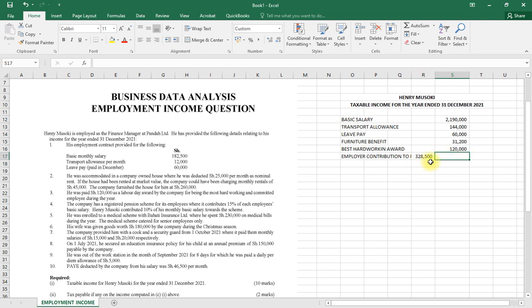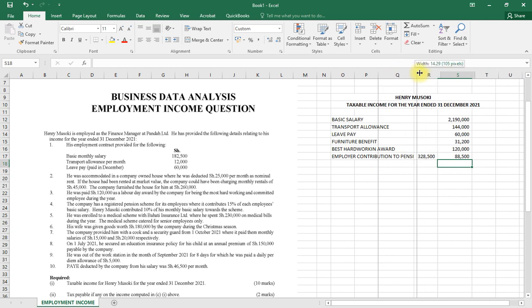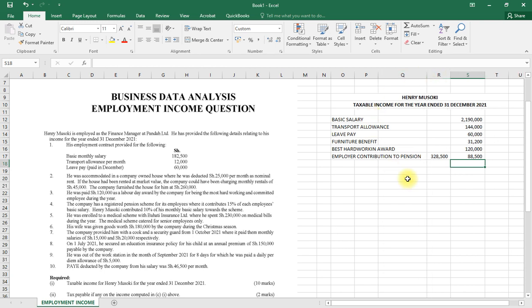So in this particular cell, we shall take the amount above the set limit. So we take this and we minus the set limit, which is normally 240. Anything above 240 will be taxable for the employer contribution. So the amount that will be taxable will be that value. Let me extend this employer contribution to pension. So the total amount that the employer contributed was this, but up to the set limit of 240 it will be non-taxable, but above 240, which is 88,500, that amount will be taxable.